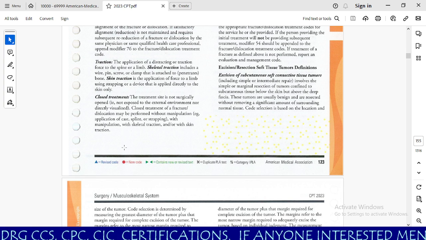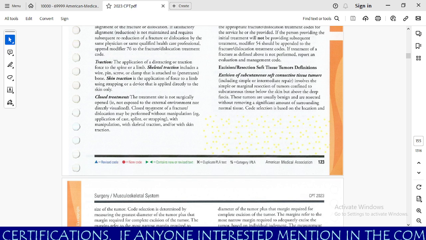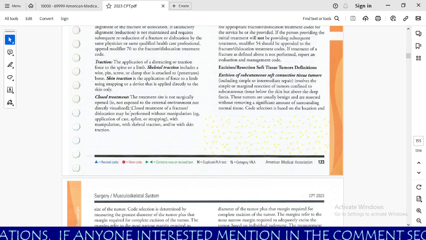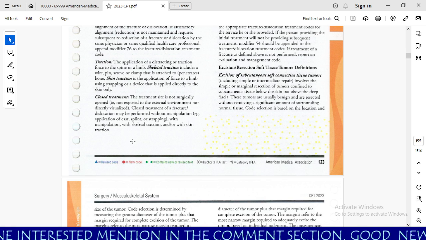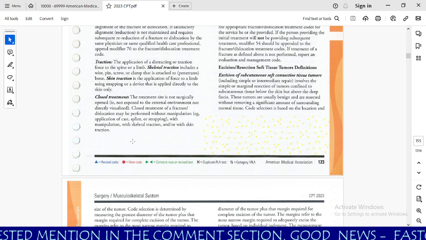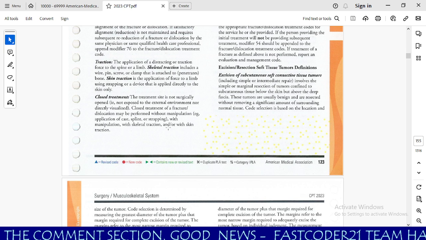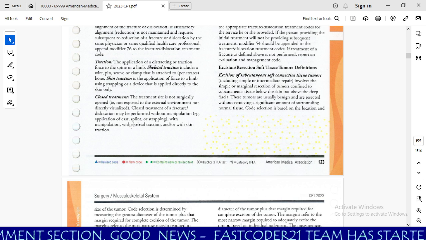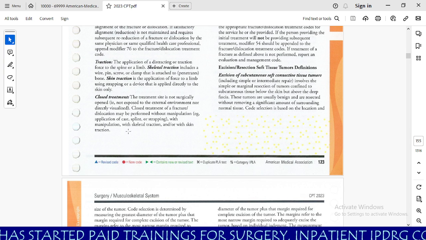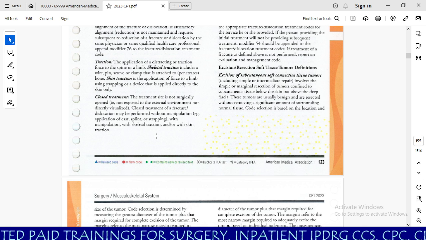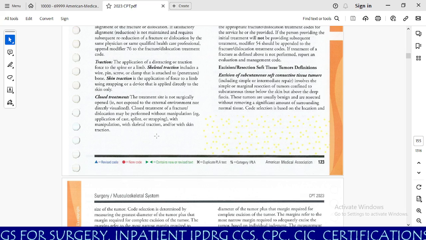So next we will learn closure treatment. The treatment site is not surgically opened, so it is not exposed to the external environment nor directly visualized. As we have discussed previously, in closure treatment the physician will not open the fracture site. Closure treatment of a fracture or dislocation may be performed without manipulation or with manipulation, with skeletal traction and or with skin traction. So during closure treatment, we need to check whether the physician has performed any manipulation or not. If the physician has performed manipulation, we will code the reduction CPT code.